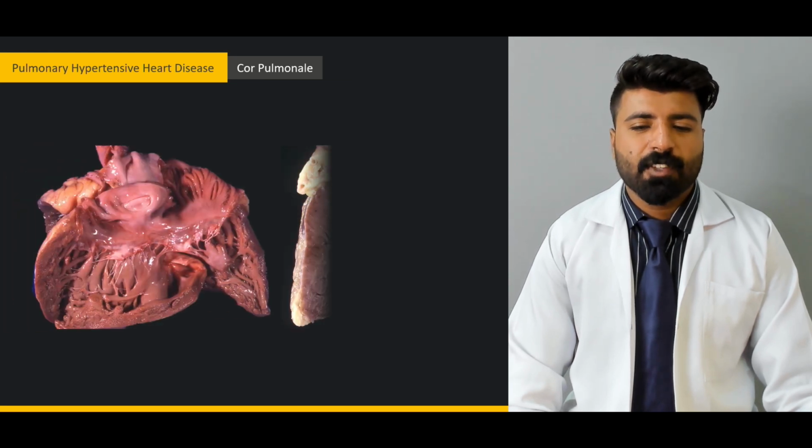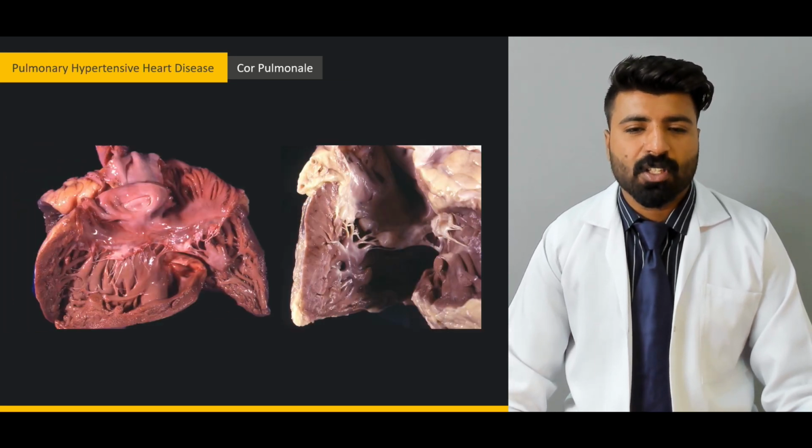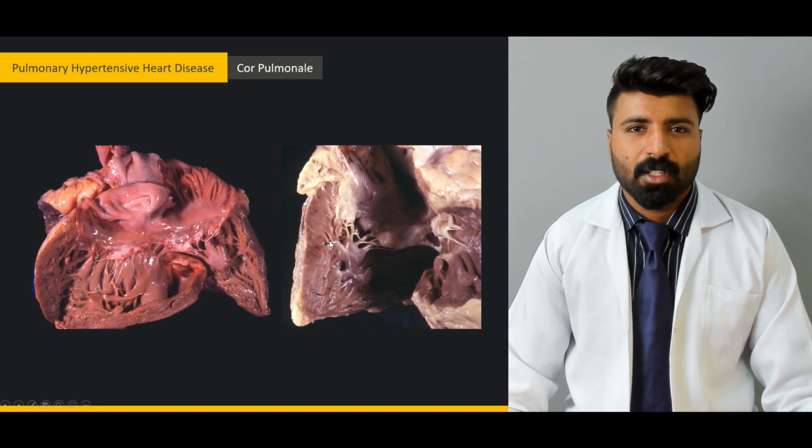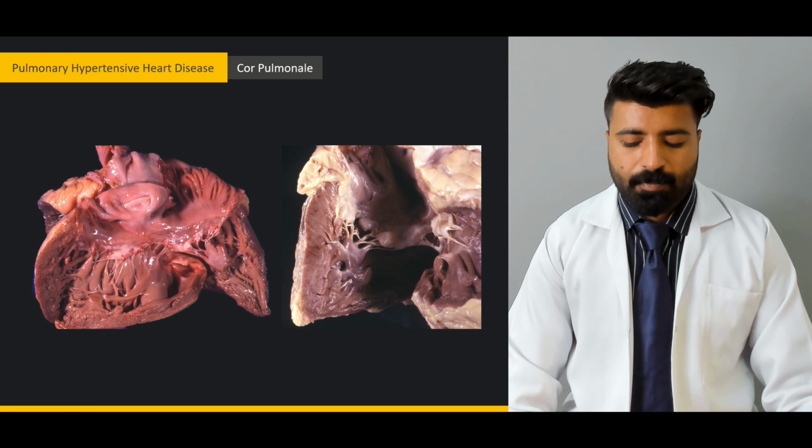Now, this is what it looks like on a gross structure. This is what a cor pulmonale looks like. You can see the major difference happening in both of these. This is how we differentiate between normal and abnormal.